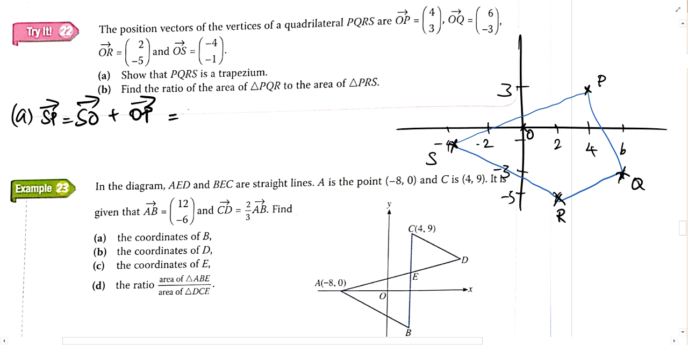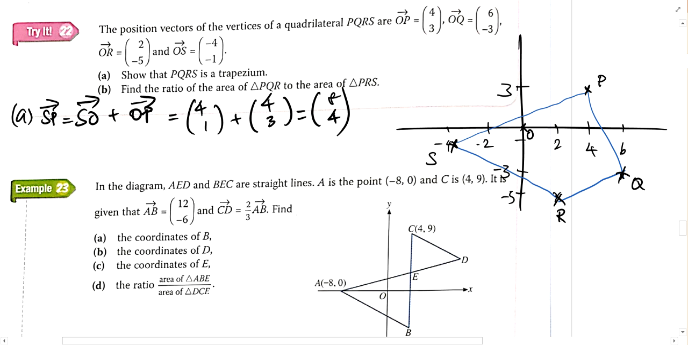So SO is the same as negative OS. So just change the signs quickly. What is the value for SO? 4, 1. OP? 4, 3. So this is 8, 4.